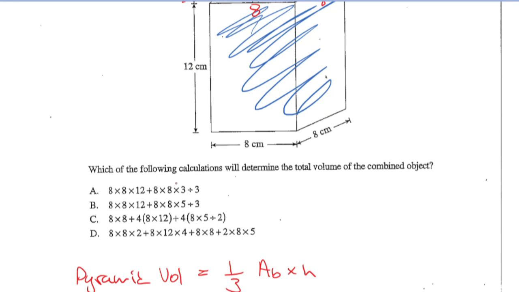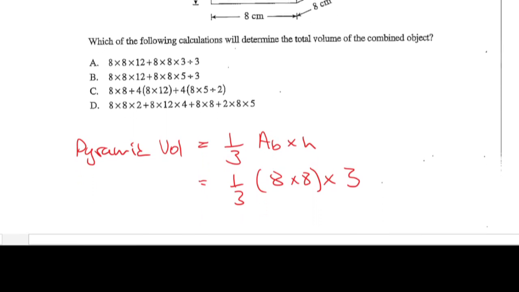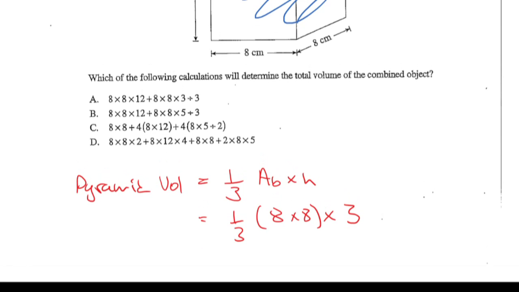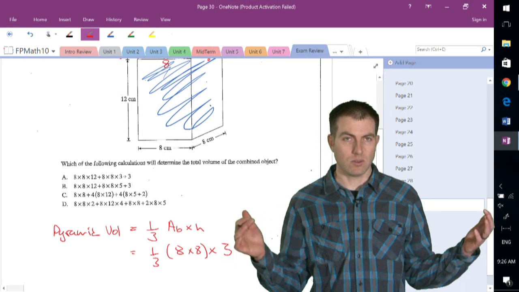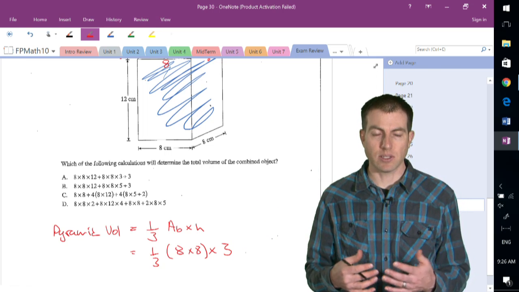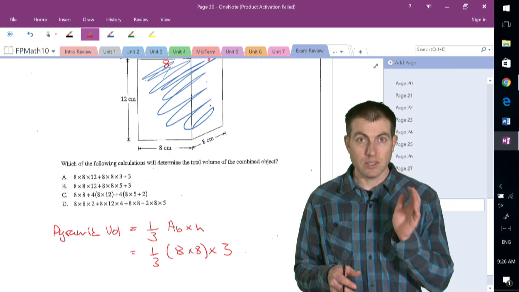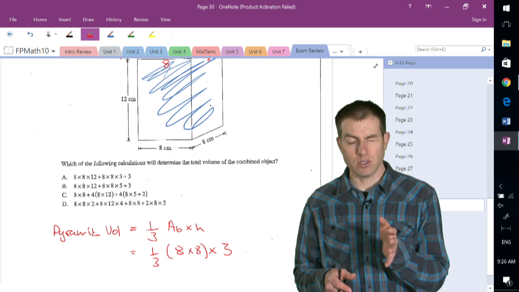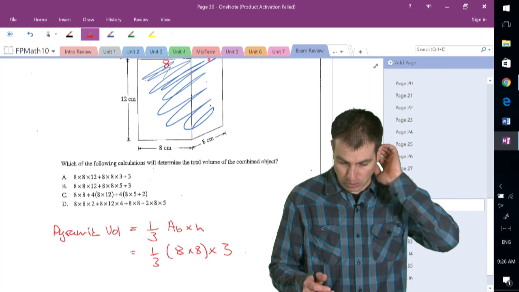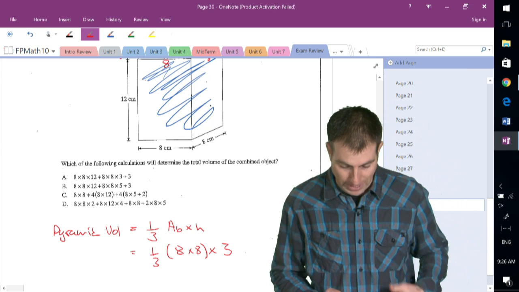So 1/3, the area of the base is going to be 8 times 8, and then I'm going to multiply that by a height of 3. All right, I'll leave that for now because I'm going to try to match it up with one of these. And you'll notice that although the answer could be written as just a single number, like 12,742, the answers aren't written like that. It's written as each piece, so it kind of wants you to do your steps and then figure out what answer best represents the steps that you chose to do, trying to match it up.